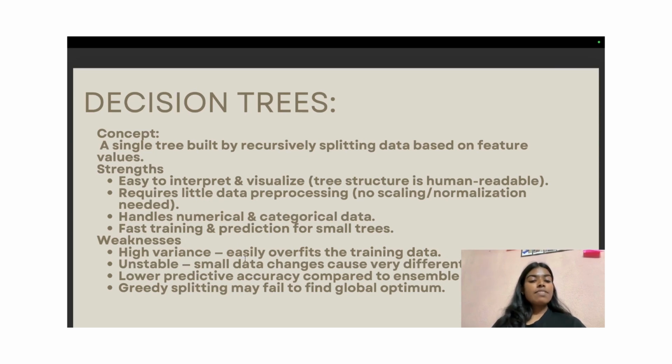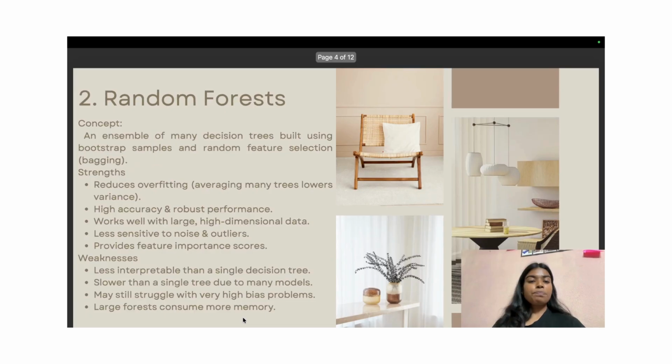Weaknesses are high variance, easily overfits the training data, unstable, small data changes cause very different trees, and lower predictive accuracy compared to ensemble methods. Greedy splitting may fail to find the global optimum.